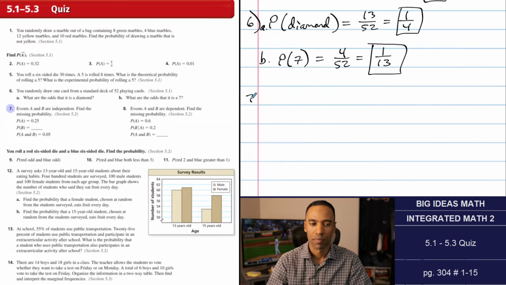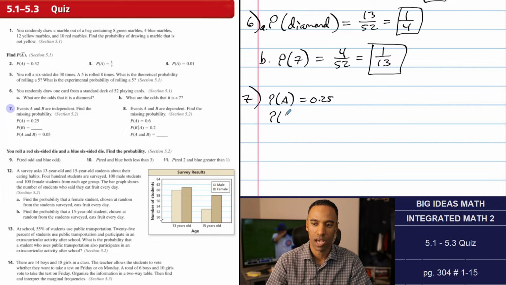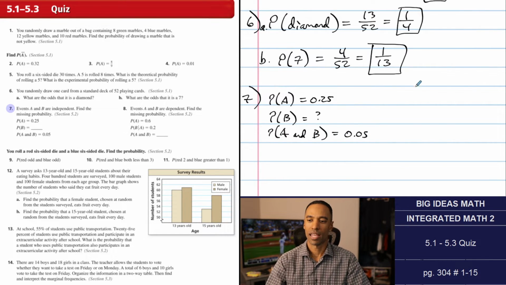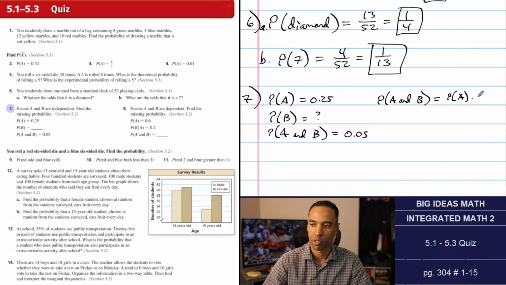Number 7. Events A and B are independent. Find the missing probability. We're given that the probability of A is 0.25. Probability of B is unknown. That's the missing one. And probability of A and B is 0.05. Okay, in an independent case, when you find the probability of A and B, it's going to be the probability of A times the probability of B. If they're independent, this is what you can do, straight up multiply them.